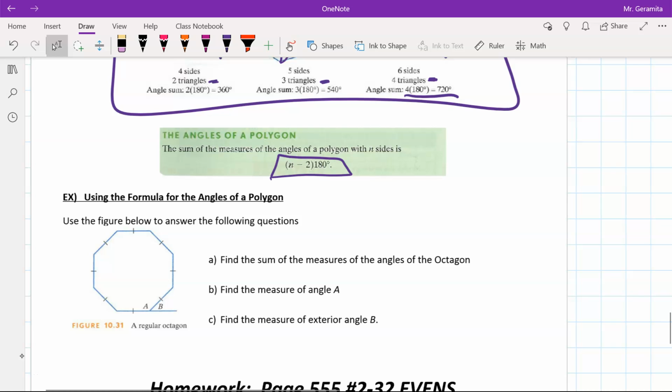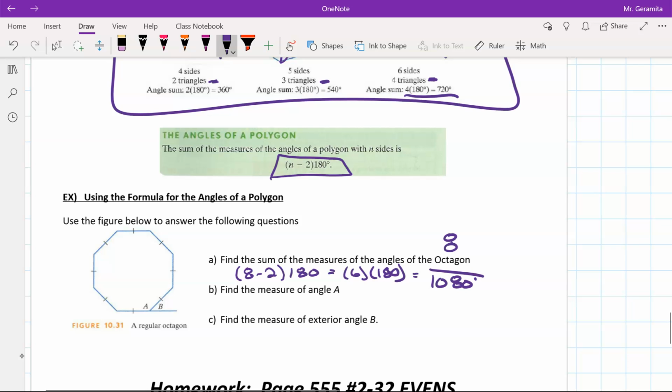So it says, for this last problem, find the sum of the measures of the angles of the octagon. I know an octagon without counting has 8 sides. So find the sum of the measures of the interior angles. So that's going to be 8 minus 2 times 180, which is equal to 6 times 180. 6 times 180 is going to be 1080. So there's 1080 degrees in there.